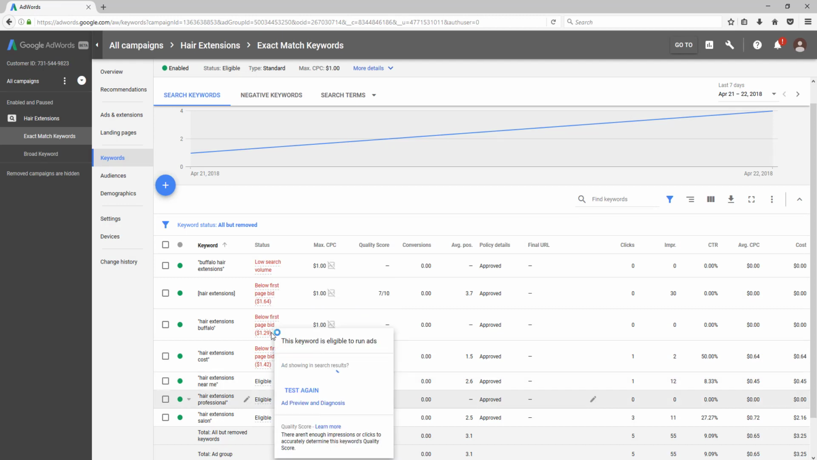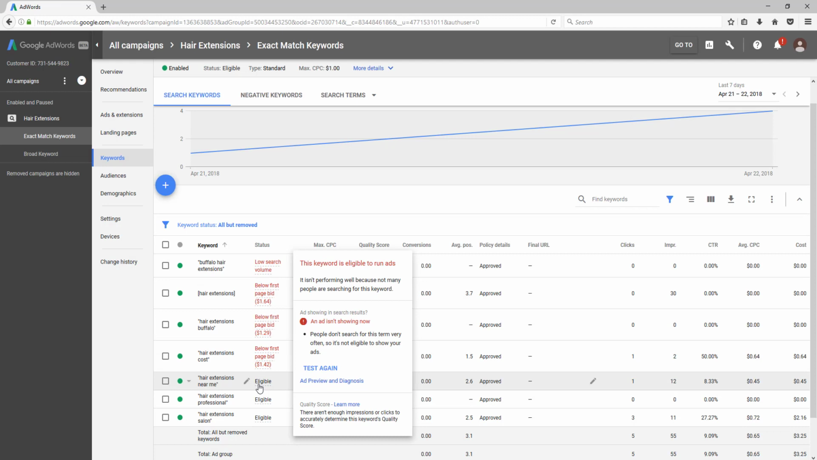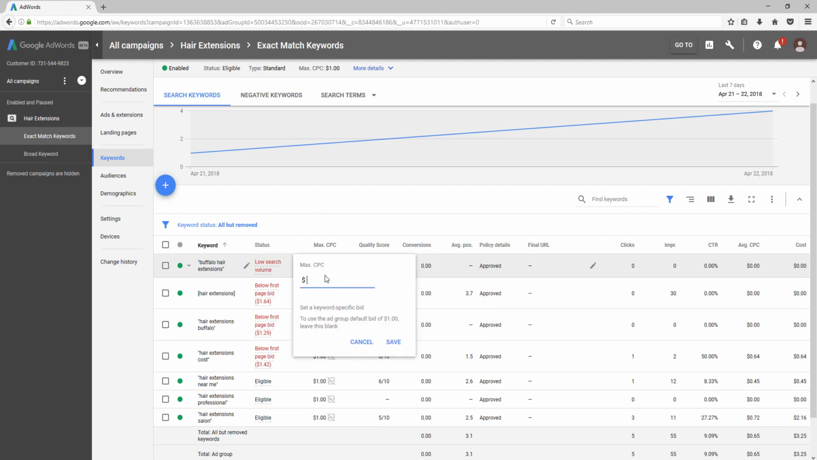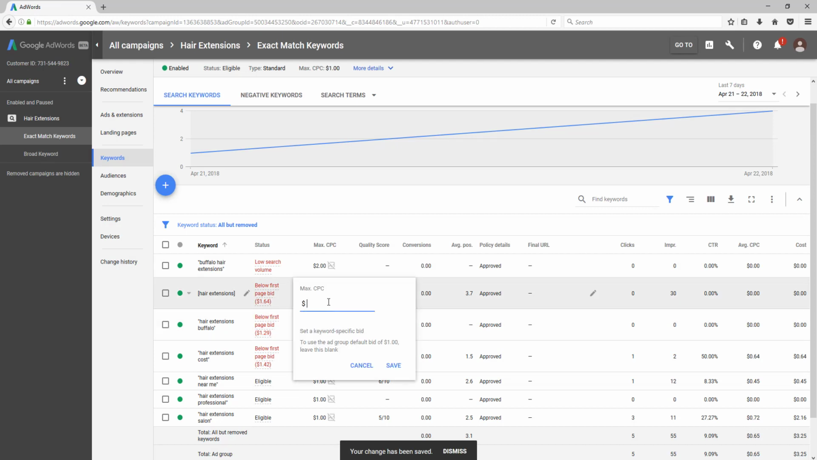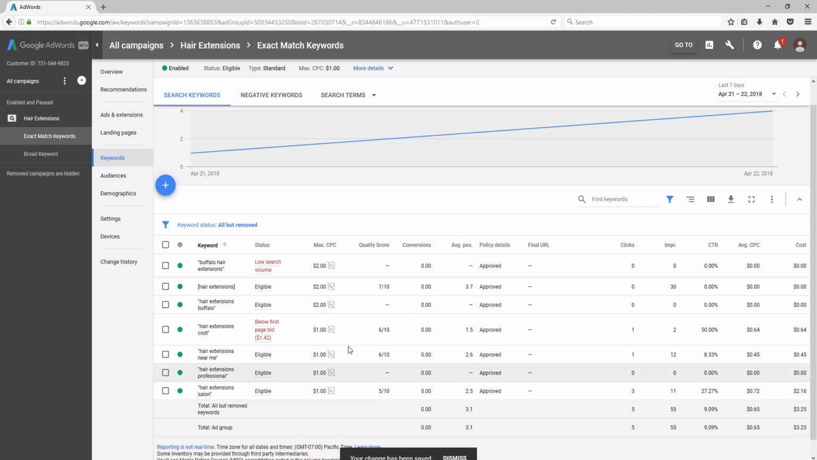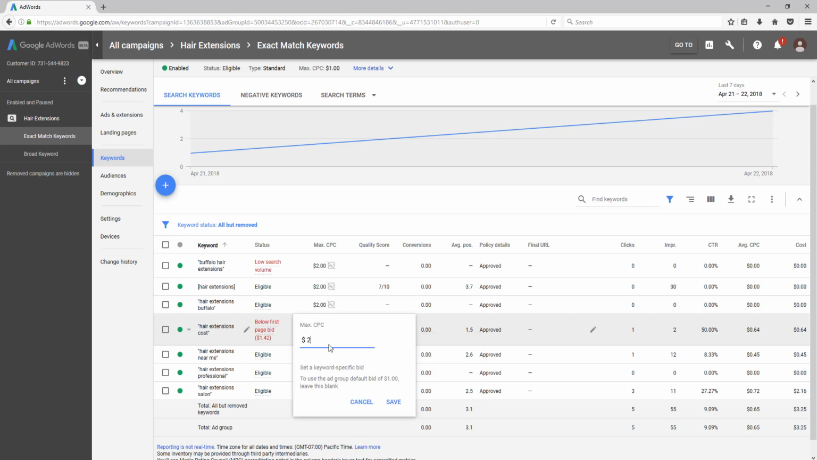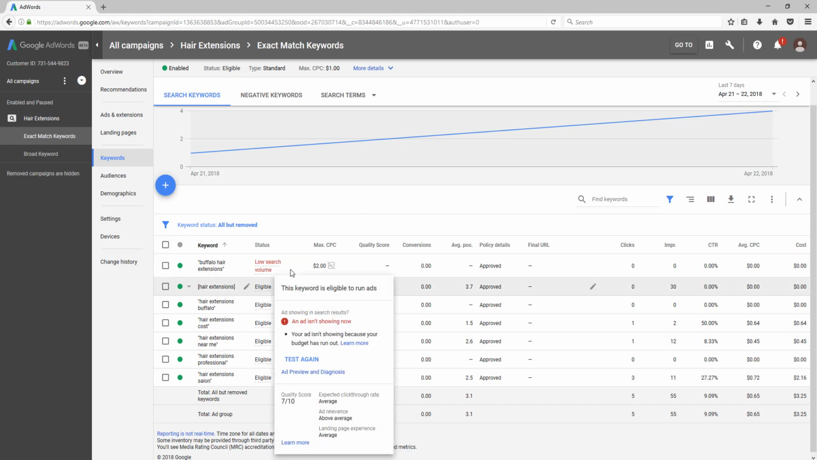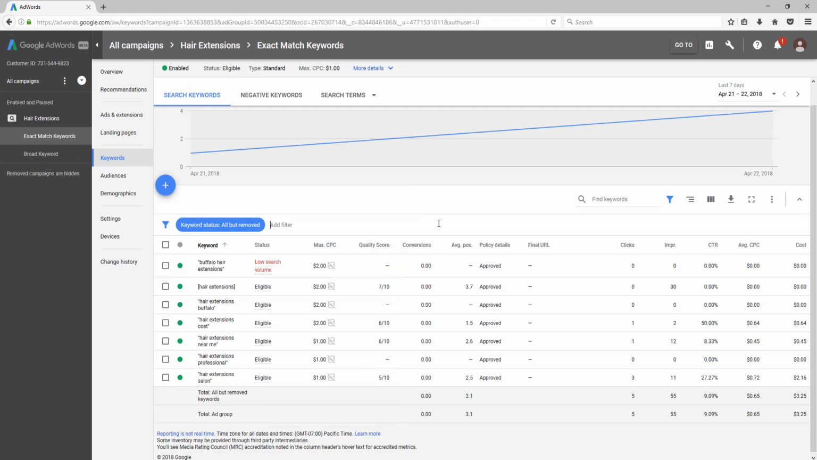You can get the quality score just by hovering over these, so you can see the quality score there. Let me go ahead and edit these two, since this one's actually still running. I'm just going to throw $2 on these ones and see what this does. Alright, so everything's back up to eligible. Now I'm going to let this run for a little bit and come back and check all this again.